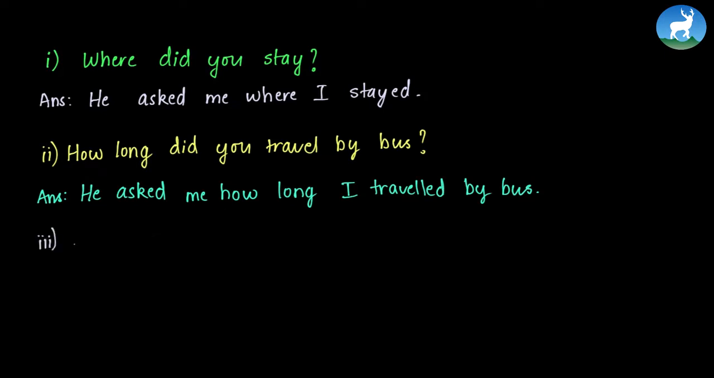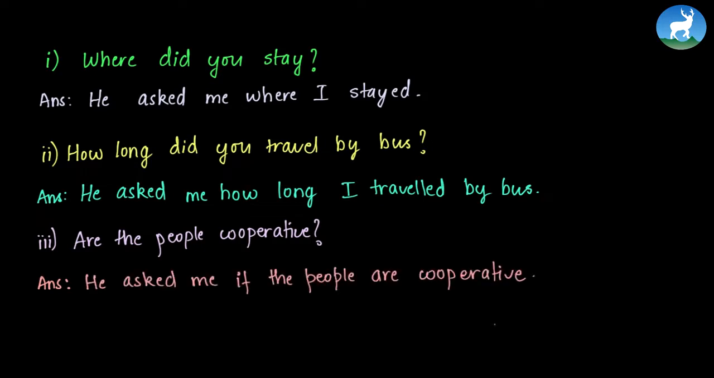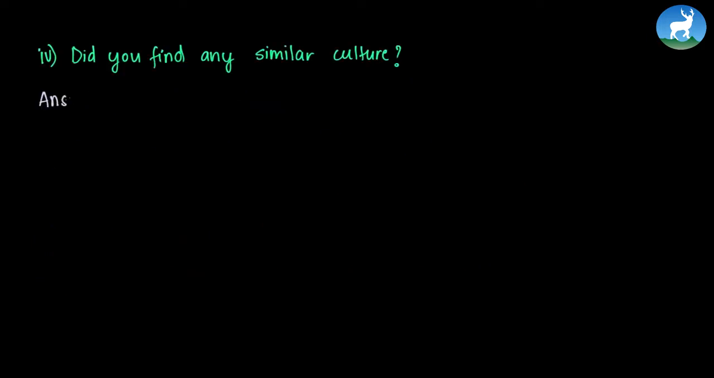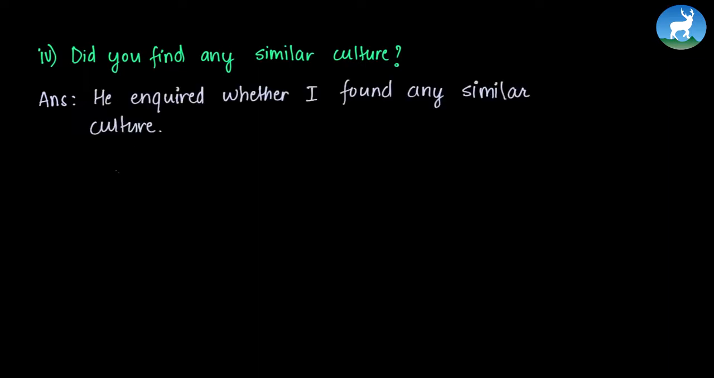Next we have, are the people cooperative? Now this is a yes or no question. So you can say yes or no to this question. Hence we have the rule ask plus if or whether and then the clause. So we can say, he asked me if the people are cooperative. Did you find any similar culture? So this is again a yes or no question. So we can say, he inquired whether I found any similar culture.